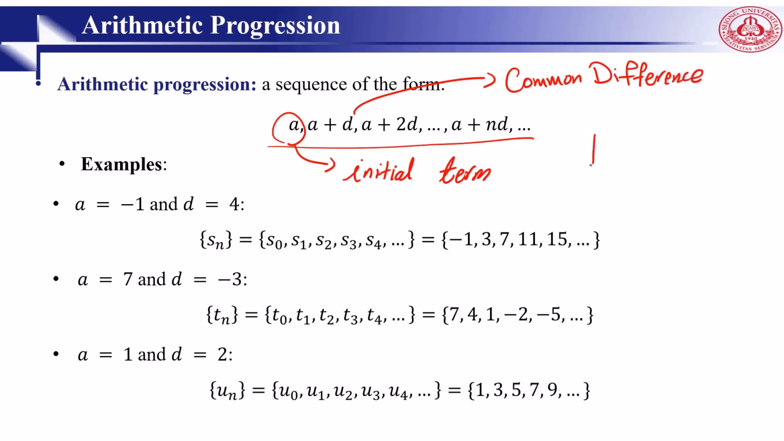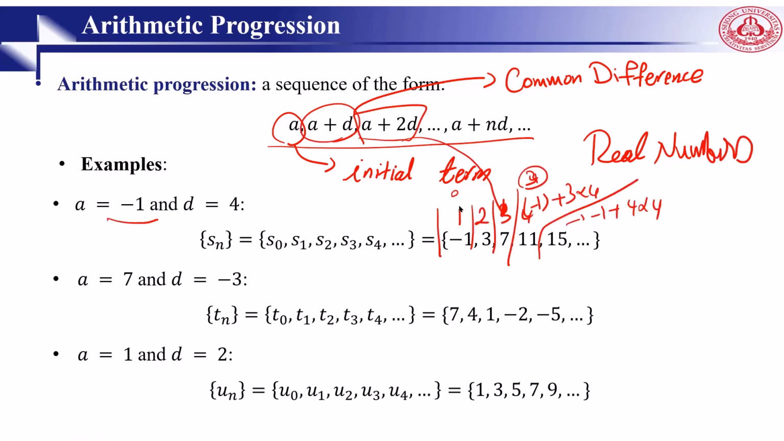So for all real numbers, here the initial state is a. In here, the second term is a plus d, which will be 3. Here, we have a plus 2d: minus 1 plus 2 multiplied by 4 is 7. In here, we have minus 1 plus 3 multiplied by 4.